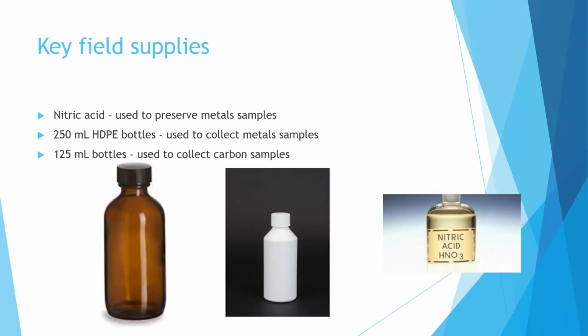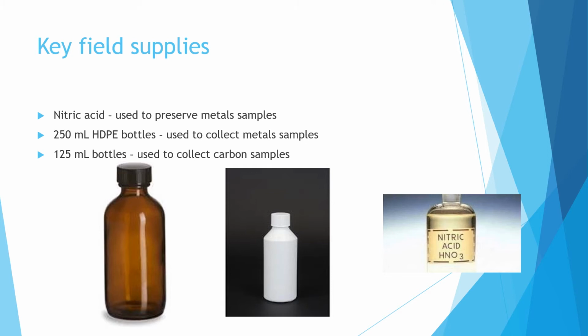Well, here are some key field supplies that are used to collect the samples for the carbon and metals tests that we were talking about earlier. So nitric acid is a preservative that's added to each metal sample, the ICP-OES and the ICP-MS. The 250 ml plastic bottles, the HDPE bottles, are used to collect metal samples, and then 125 ml amber glass bottles are used to collect carbon samples.